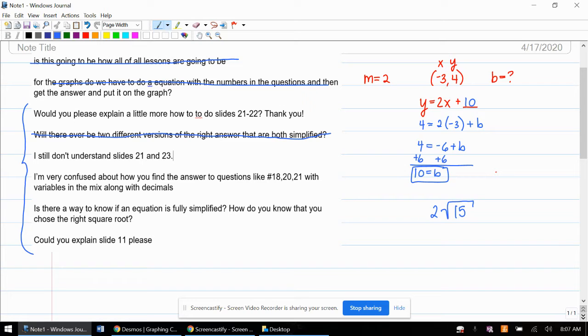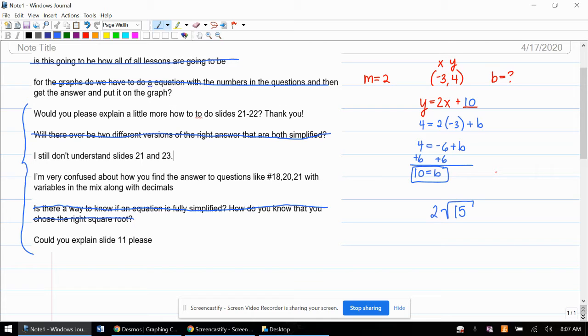And let's look at some other ones. Is there a way to know that an equation or maybe an expression is fully simplified? And how do you know that you chose the right square root? There isn't necessarily a right or wrong way. There might be a better way. And how do you know it's fully simplified? By just double checking your radicand. And in a minute, when I do some of these, I'll touch on these two questions again. But unfortunately, there's no way to verify these.